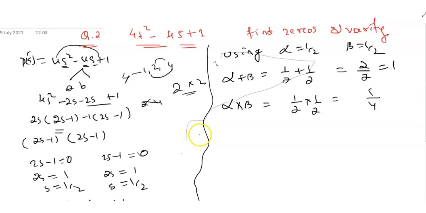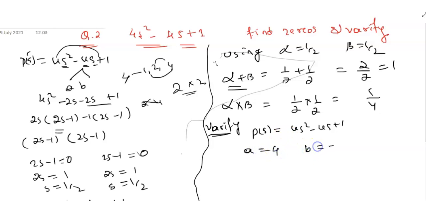So now I will find using coefficients. I have to find out the sum of zeros and product of zeros. For verification purposes, what I will do, I'll take my polynomial back. p of s is equal to 4s square minus 4s plus 1. Here let's write down the values: a is equal to 4.